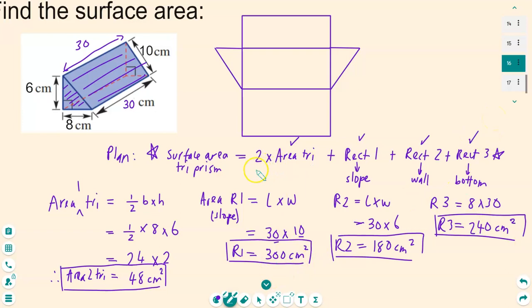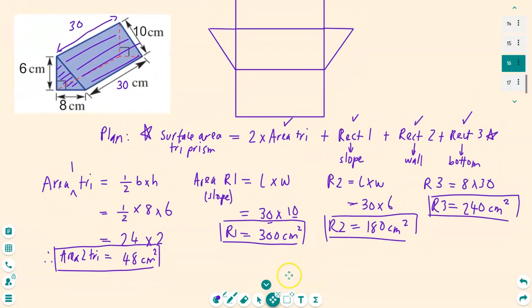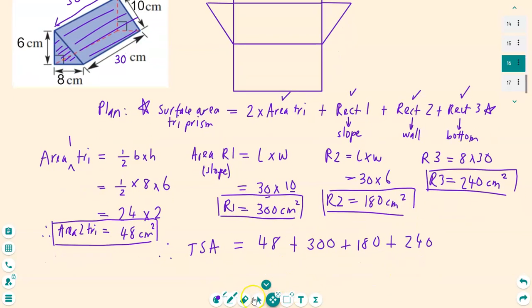And now the last step is just to add all of these up. Okay. So let's do it. Surface area of a triangular prism. So then we can just write under here, therefore, total surface area is adding them all up. To add up all those box formulas. So the 2 times the area of the triangle, 48. R1, 300. R2, 180. R3, 240. Straight into the calculator.